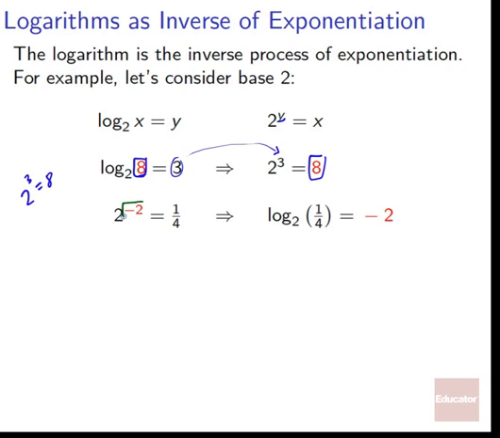Same thing if we did it the other way, where we did exponentiation first. If we take 2 to the negative 2, that's going to flip to 1 half squared, so we'd get 1 quarter. And then if we take log base 2 of 1 quarter, we're going to get negative 2. So exponentiation and logarithms are doing inverses. One goes one way, one goes the other way. Together, they cancel out. We'll be discussing this idea a lot more in the coming lessons.